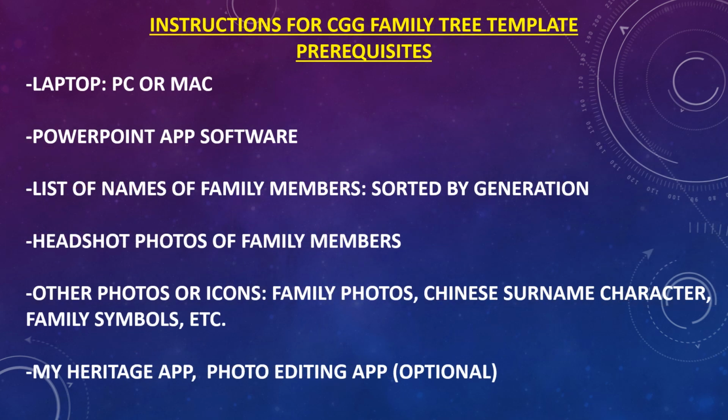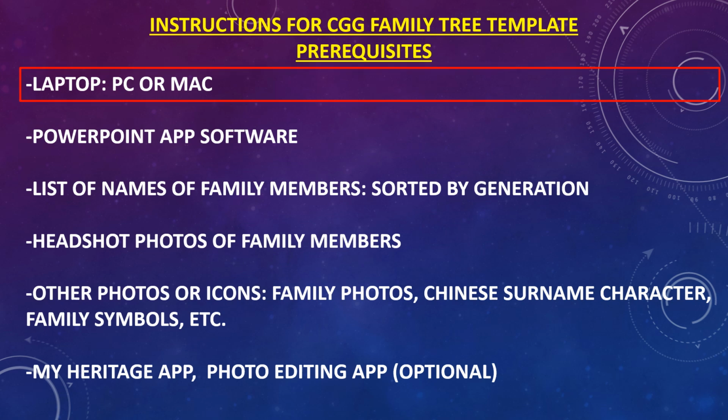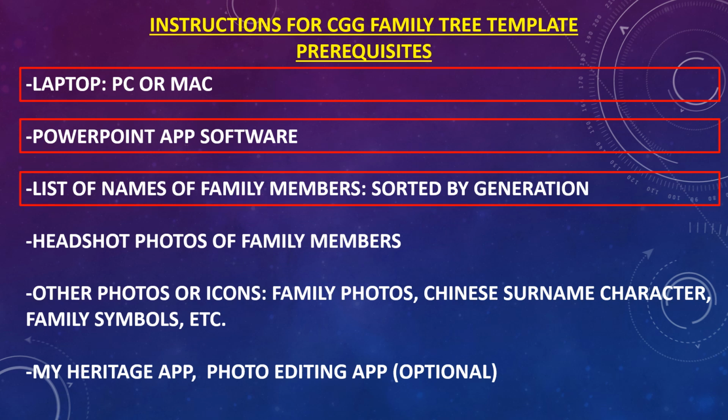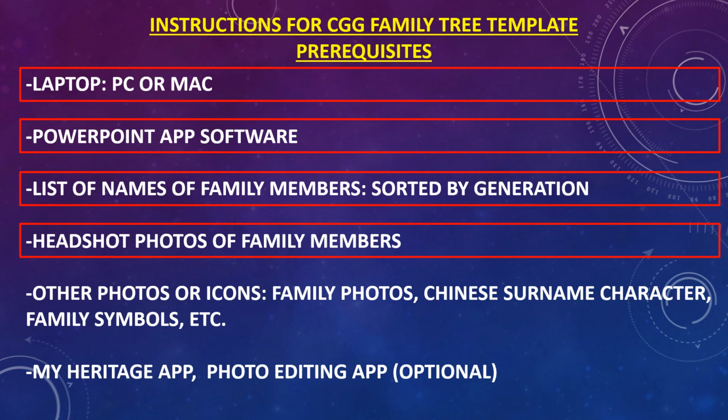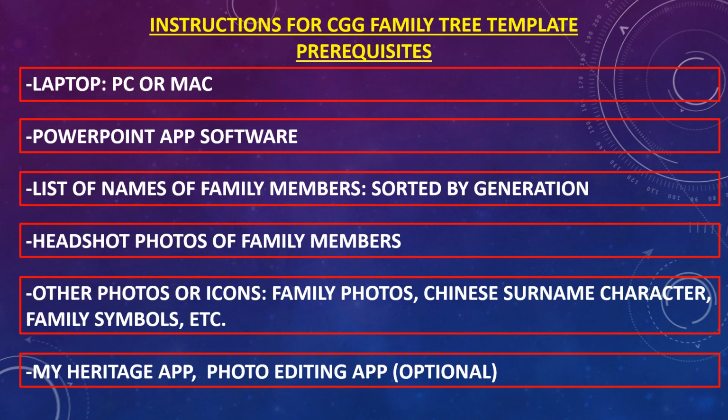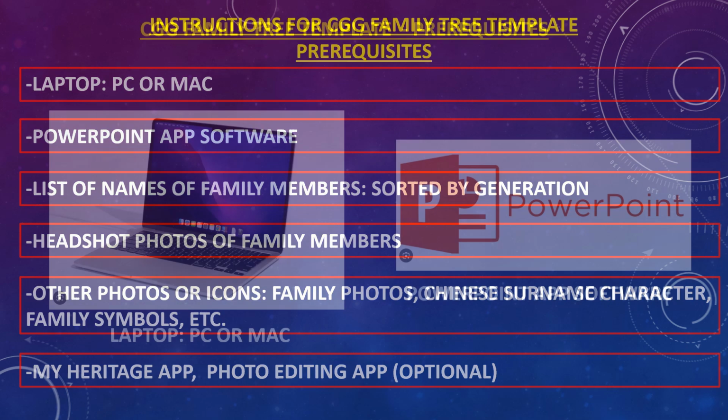Instructions for CGG Family Tree Template. Prerequisites: laptop, PC or Mac, PowerPoint app software. List of names of family members, sorted by generation. Headshot photos of family members. Other photos or icons, family photos, Chinese surname character, family symbols, etc. MyHeritage app, photo editing app, optional.